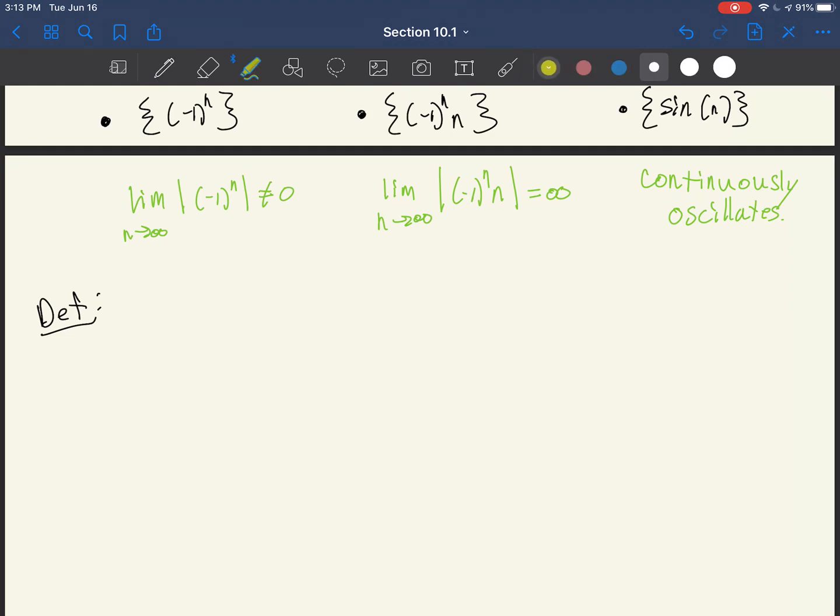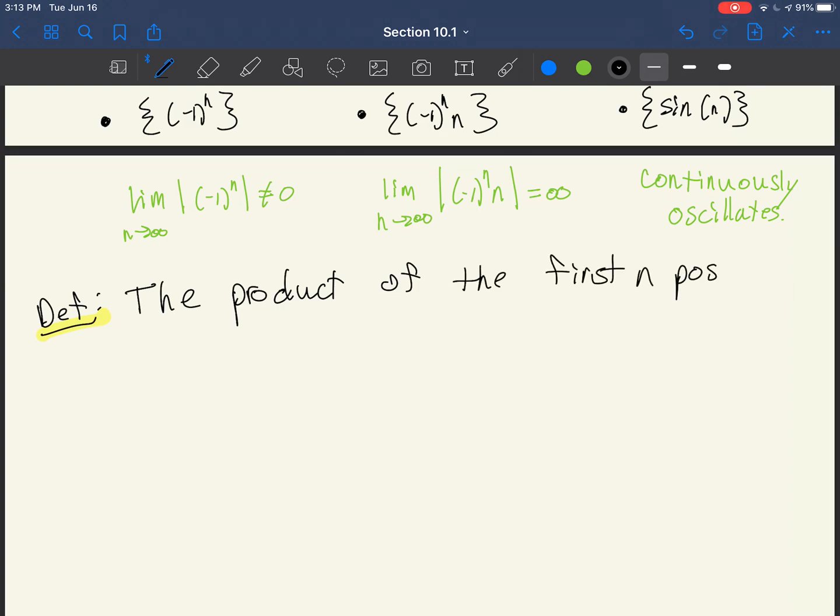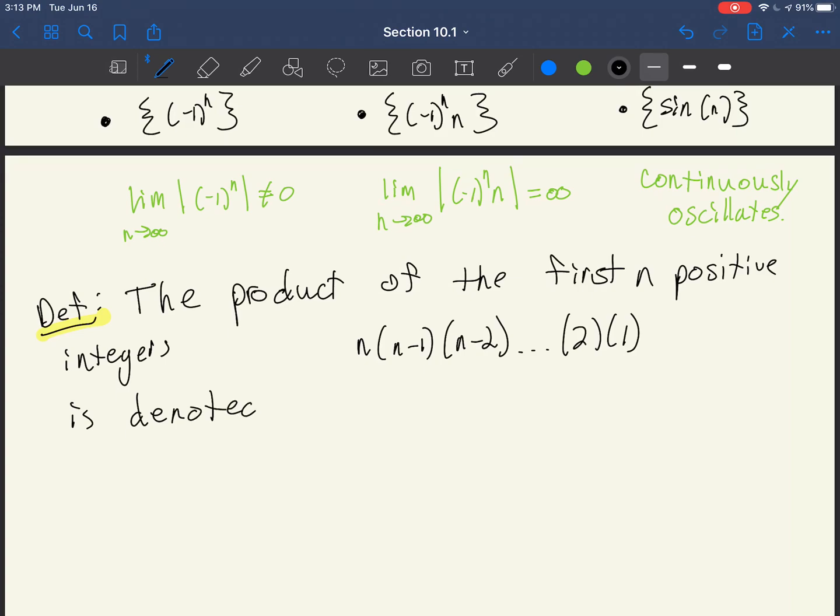So the main reason we talk about series, in my opinion, is to talk about Taylor series. And in Taylor series, we will need to talk about the factorial. So let's talk about it here. The product of the first n positive integers, so n times n minus 1 times n minus 2 times ... times 2 times 1, is denoted n factorial.